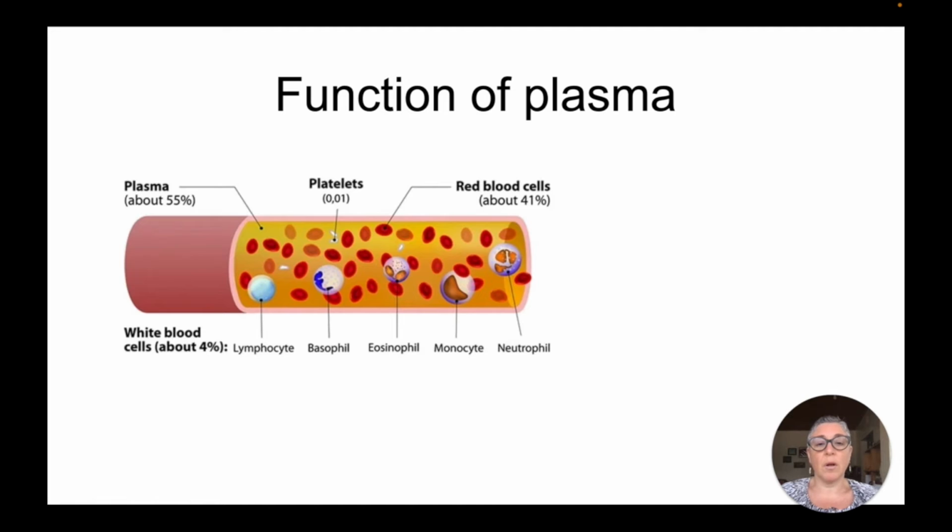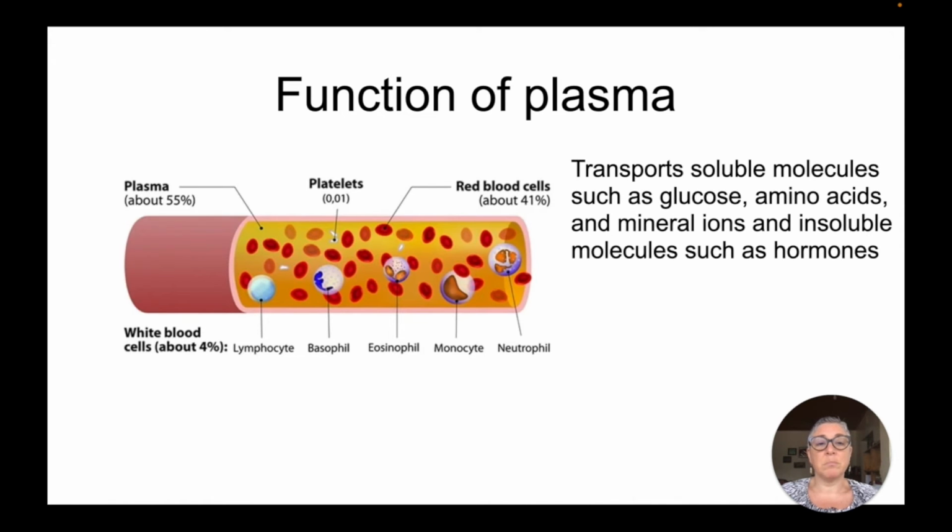So all of these things are being carried in the blood through blood vessels to do various functions that we've already talked about. And plasma now is going to be the transportation fluid. It's going to transport soluble molecules. Soluble means they can dissolve in. That is why most of plasma is made up of water, because it is a very good solvent.